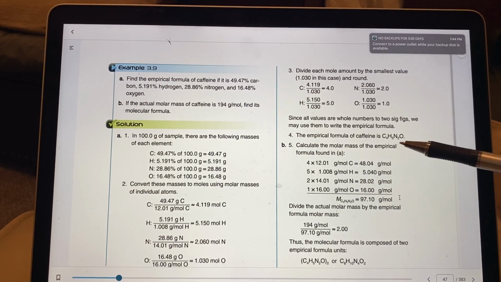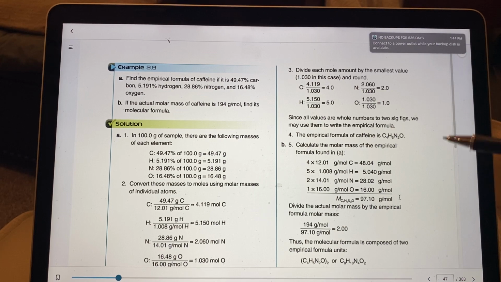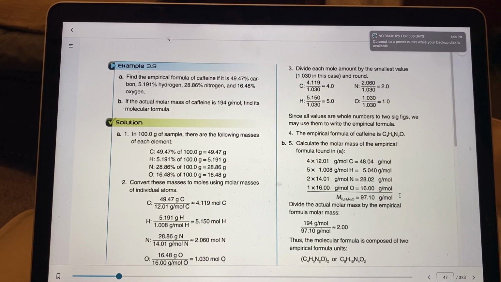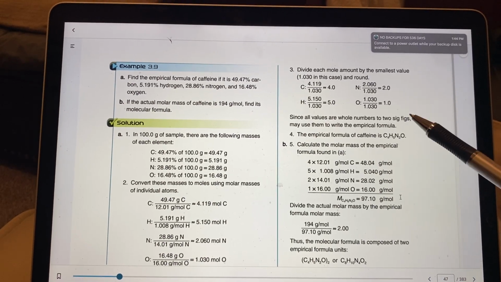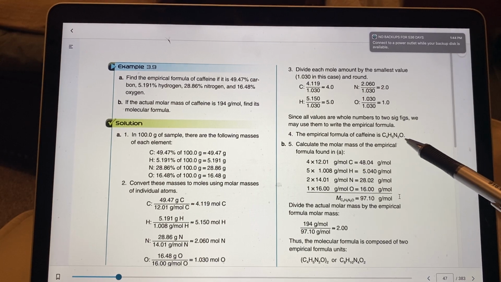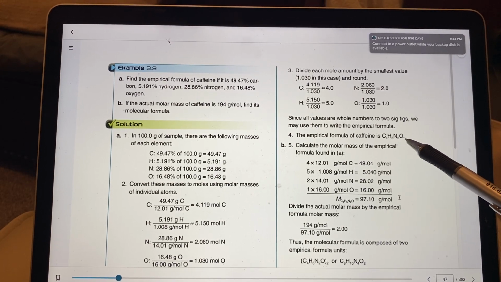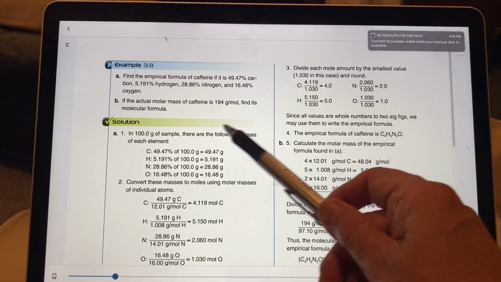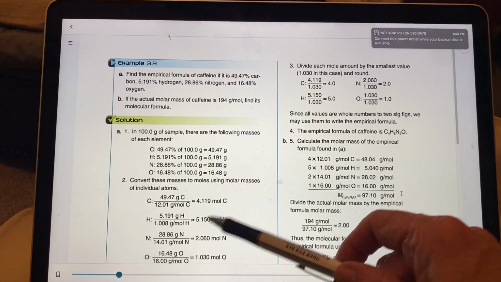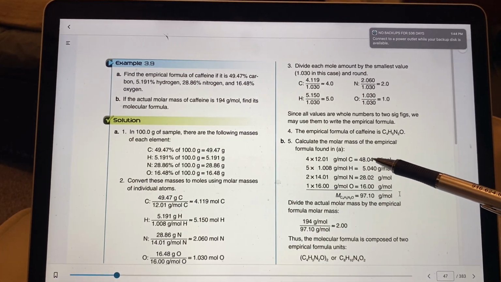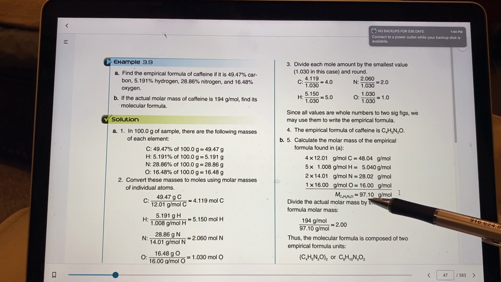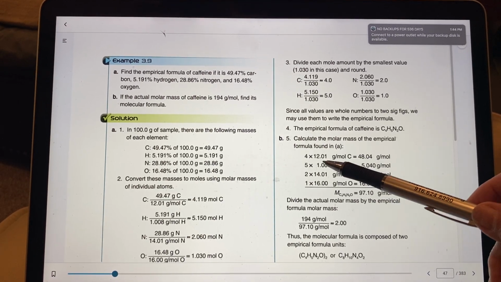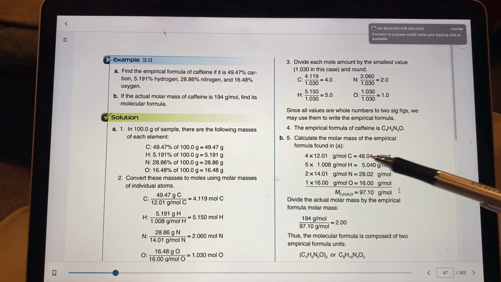So then we can calculate the molar mass of the empirical formula. Step 5: we have the empirical formula, but maybe we want a molecular formula. Maybe these are going to be multiples in some way. So what we do is we add up all of the molar masses that we got down here. We add them all up, 48, 5, 28, 16. We get 97.10 grams per mole when we added them all up.